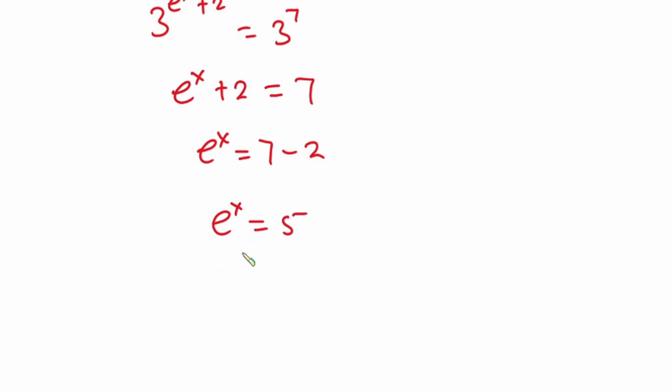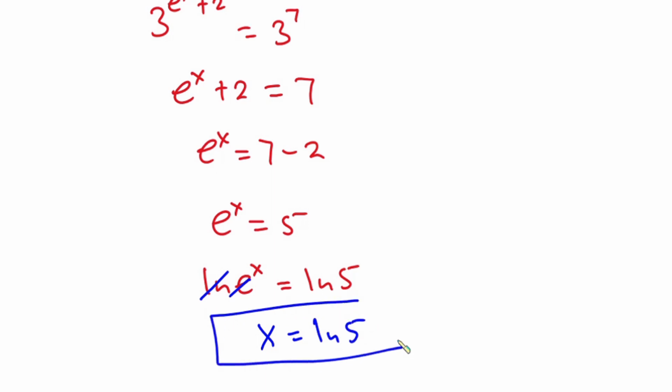Now introducing natural log on both sides, we have natural log of e to the power x is equal to natural log of 5. And straight away, the ln and e will undo each other, so we have x is equal to natural log of 5, and this is our final answer.